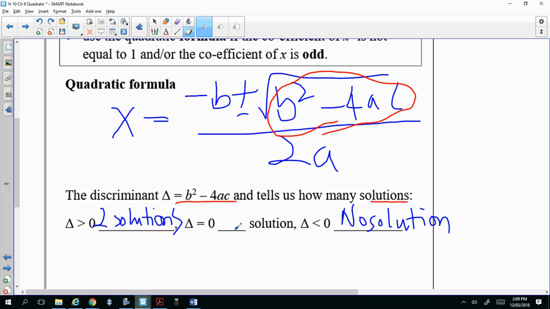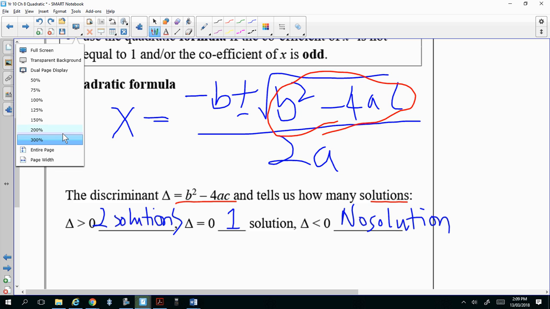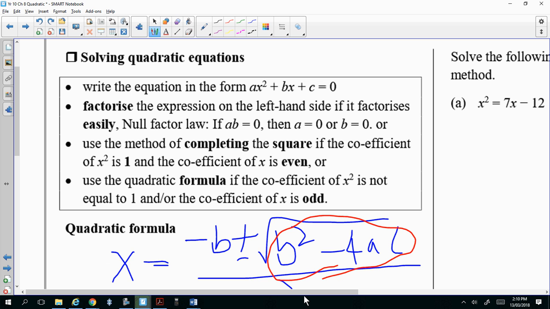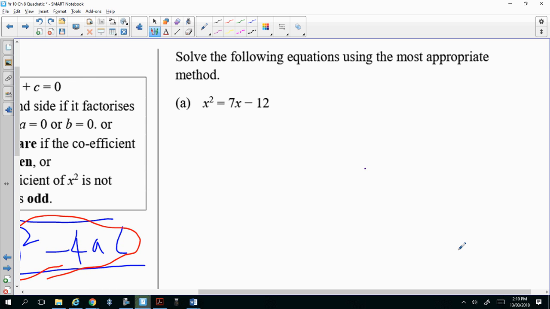Let me see. We're going to solve the following equation using the most appropriate method. Your first step is always going to be to make the right side 0. Write this: move all terms to the right side. That's your first step. And then you check, can you factorize easily?